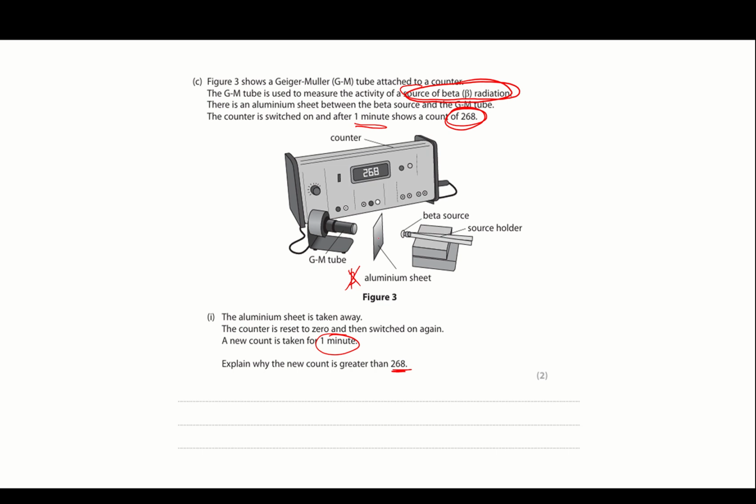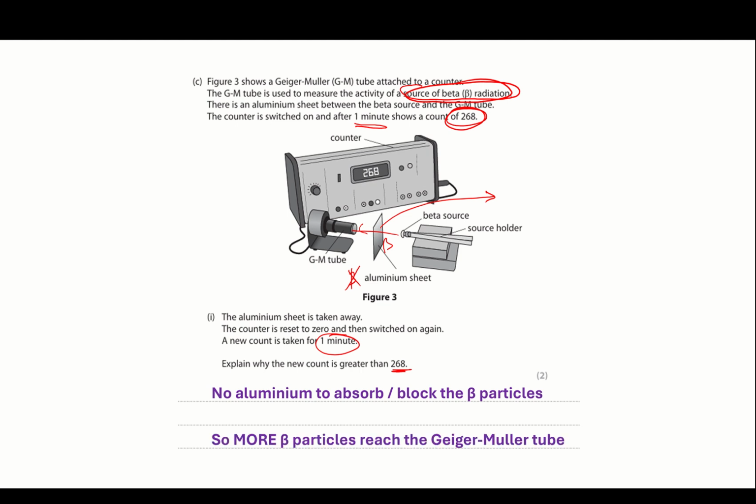Well, if the aluminium sheet's taken out of the way, then beta will be able to pass through. So there's no aluminium to block or absorb the beta particles. So more, and you can see that there, beta particles will reach the Geiger-Müller tube.